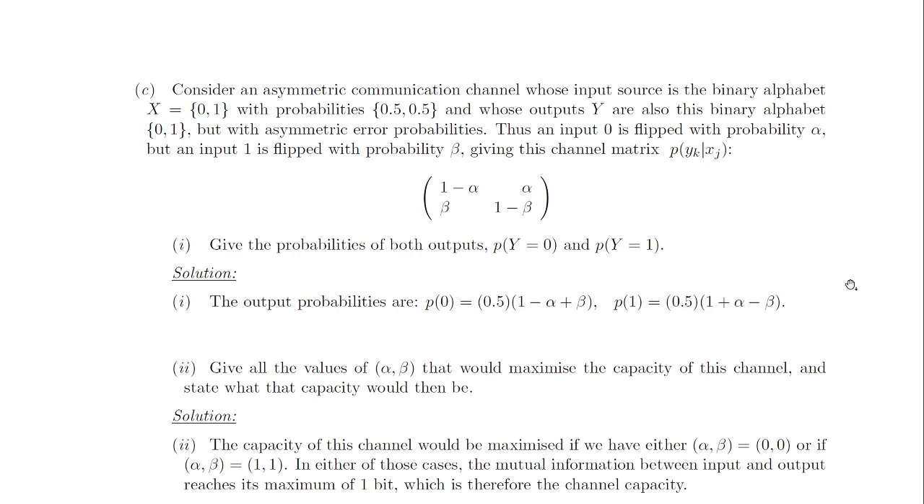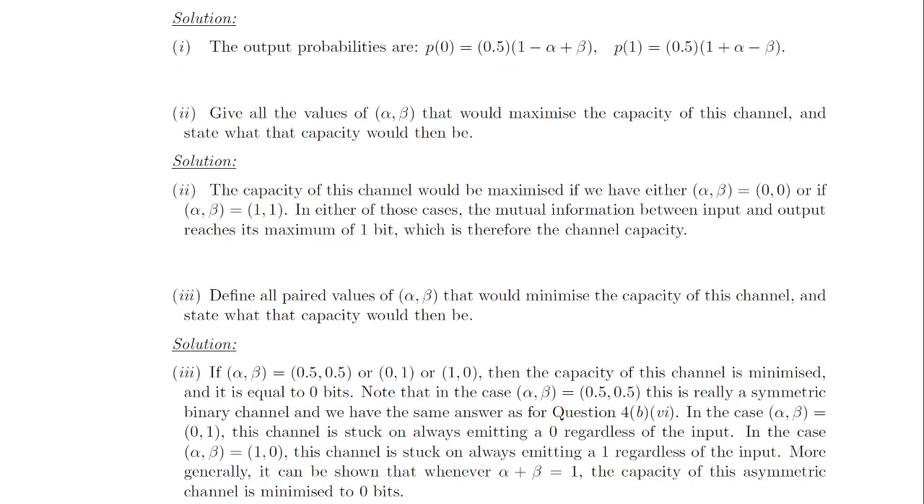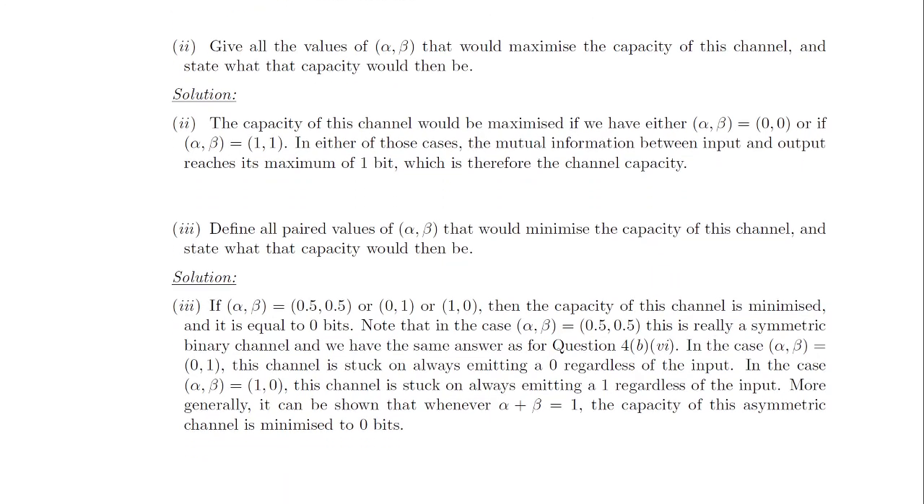And then we are asked to give some values of alpha and beta that would maximize the capacity of this channel, and state what that capacity would be. Well, there are two cases that would maximize the channel capacity, namely you never flip a bit or you always flip a bit, and of course that corresponds to alpha and beta being both 0 or both 1, and in either of those cases the mutual information between the input and the output achieves its maximum of 1 bit, and therefore the channel capacity is 1 bit per bit transmitted.